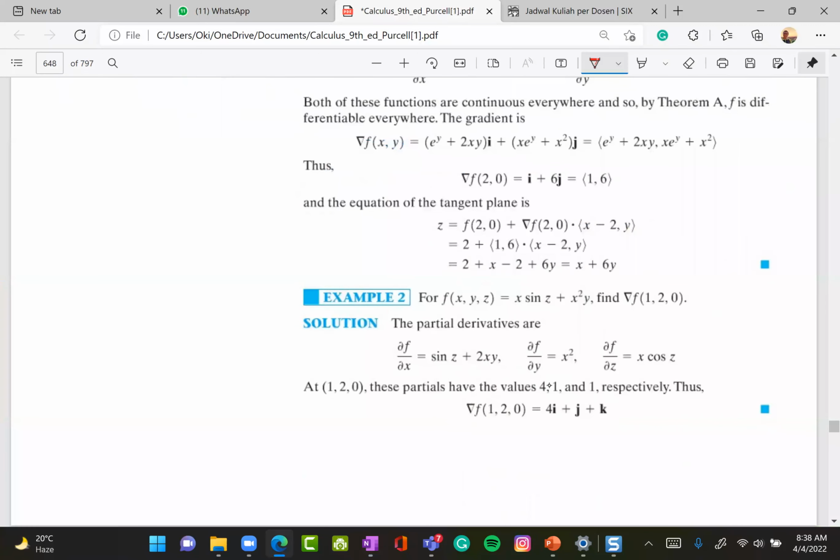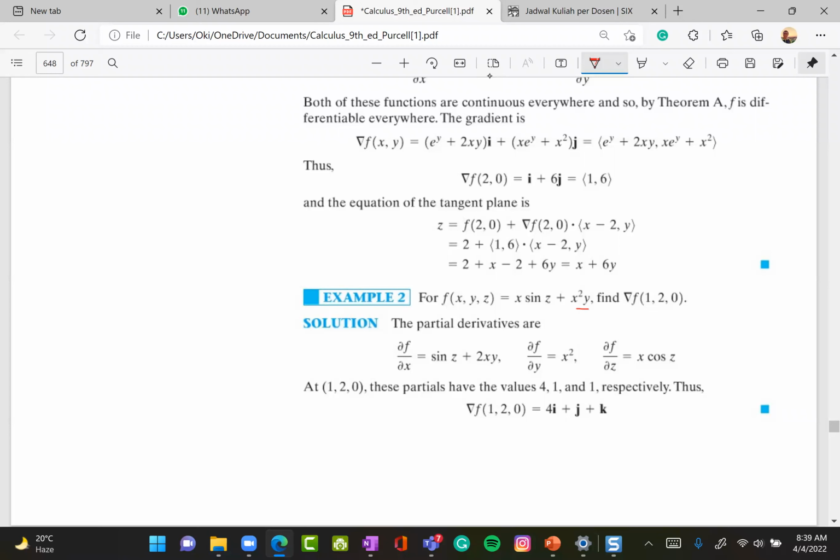Okay, so this only finds the gradient vector. So just compute the derivative. So these are three variables. So check the partial derivative with respect to x: sine z plus 2xy. Okay, df/dy with respect to y: just x times z, only this one derivative. So x squared, and with respect to z is just x cosine z.